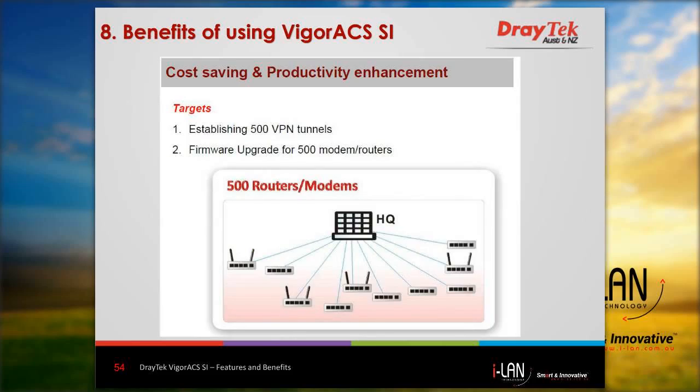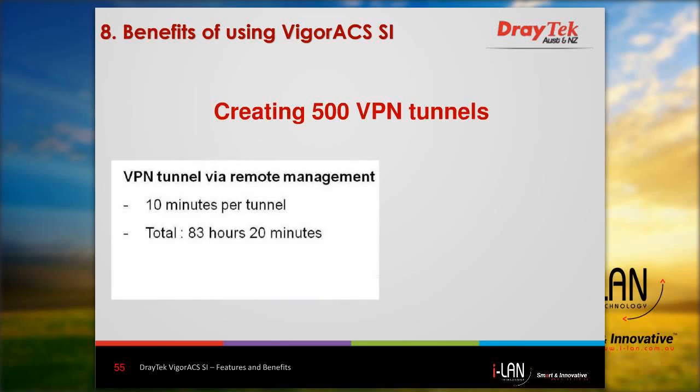I'll just go over a couple of examples to show you how you can achieve cost savings by reducing the time required to perform tasks that would normally take a very long time on a large network with many CPE devices. So we will look at a network that has 500 CPE devices and all require VPN tunnels to be established, as well as the firmware to be upgraded. First we'll look at the amount of time it takes to create 500 VPN tunnels. If we were to create each VPN tunnel manually, you'd need to log into each router, create the required configuration, and test that it's working okay.